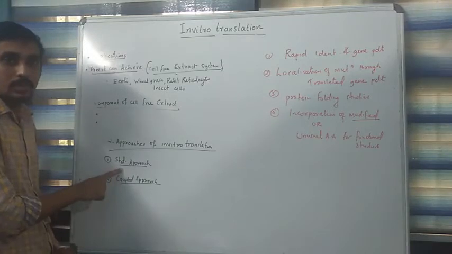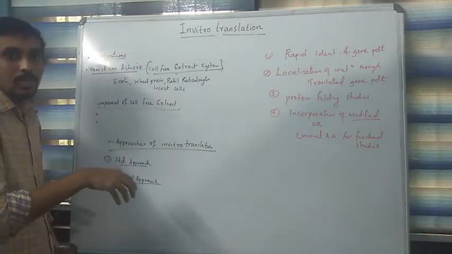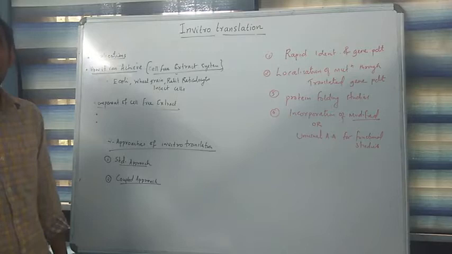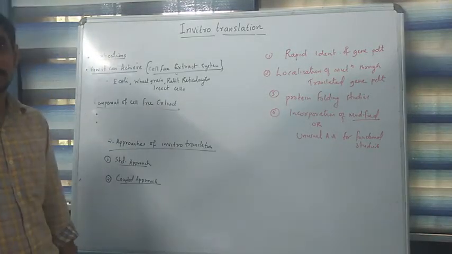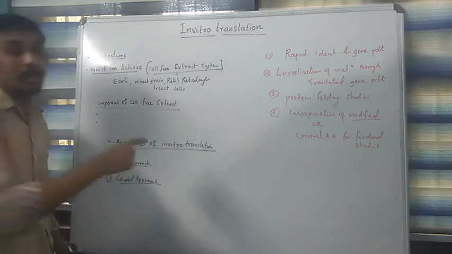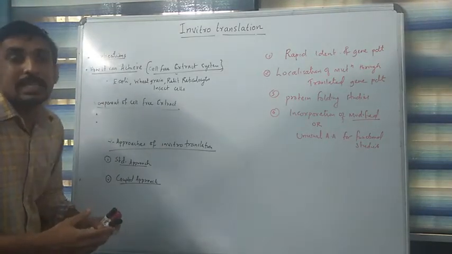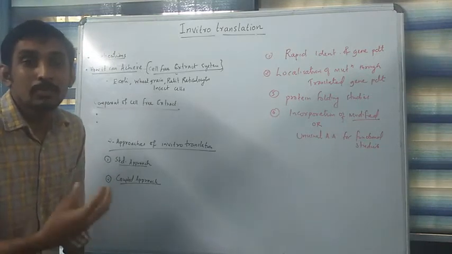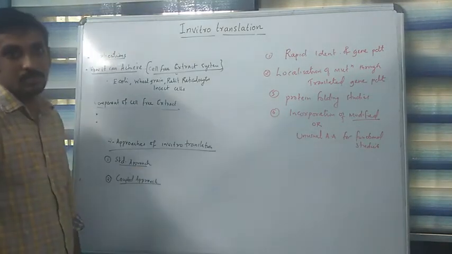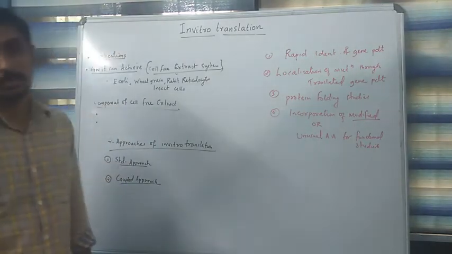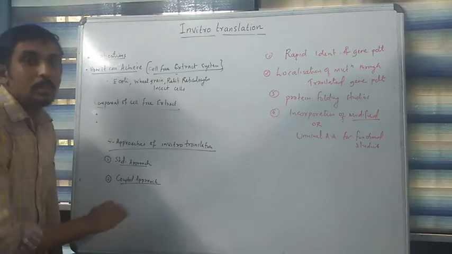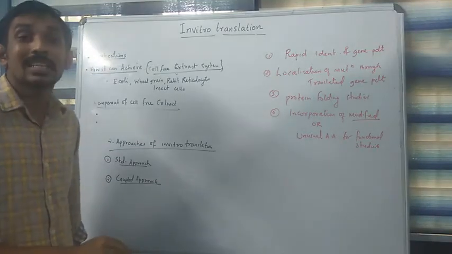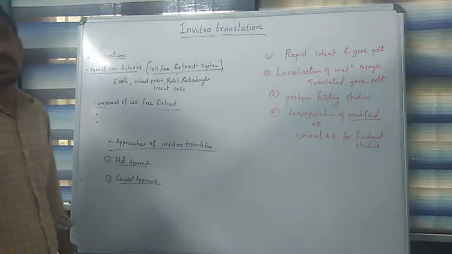In standard approach, we are producing an artificial protein, or we are performing in vitro translation by using mRNA as a template. Whereas in case of coupled approach, we are depending on a DNA template. From that DNA template, first of all, we'll produce a messenger RNA. And from that messenger RNA, we'll produce a protein. So coupled approach means here we are performing both in vitro transcription and in vitro translation together.